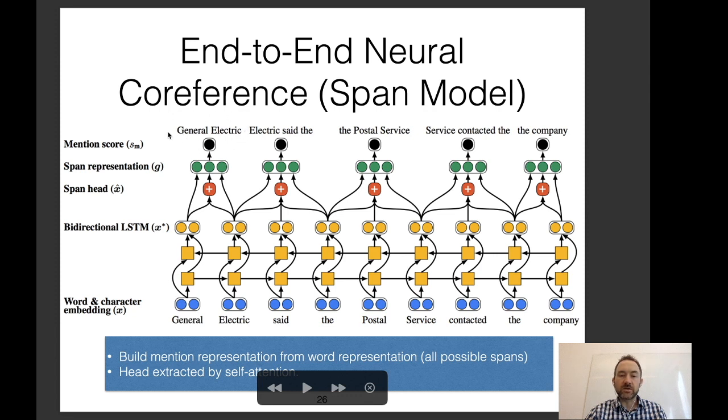span is likely to be something that requires coreference or not. And so things like General Electric and the Postal Service are likely to require this, whereas "surface contacted the" is very unlikely to require this because it's not an appropriate span. So an important thing here is we get a mention score out of this.